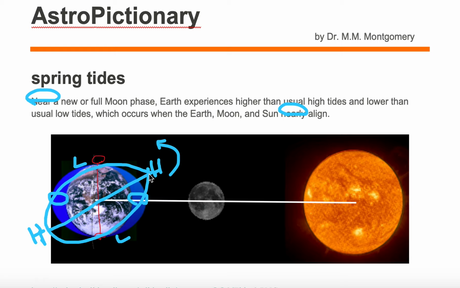So spring tides are when we have the highest of high tides and the lowest of low tides, which occur near a new or full moon phase. We're showing here a new moon phase, but it could also occur when the moon is on the opposite side, which is a full moon phase. And these are what give you your spring tides.